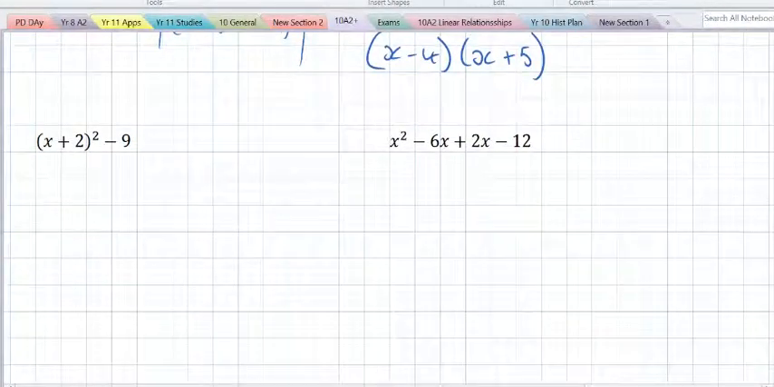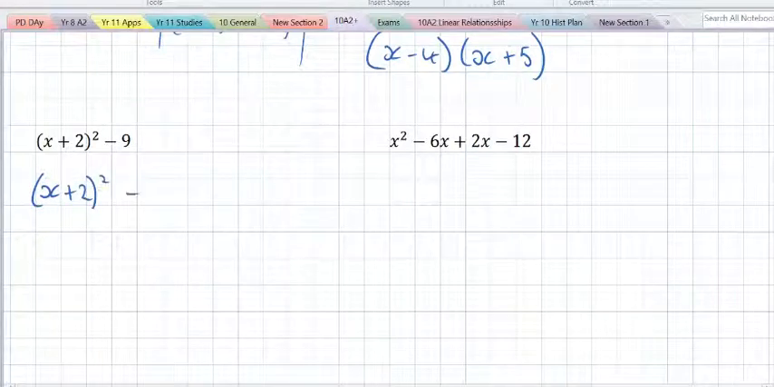Alrighty, last two of factorizing. Anything else? Yeah, there's a couple more, but we're close to the end. Alright, x plus 2 all squared minus 9. We could try expanding the bracket, but I'll show you the shortcut. What if we thought about it like this? x plus 2 all squared minus 3 squared.